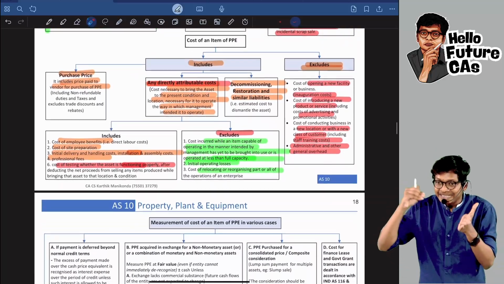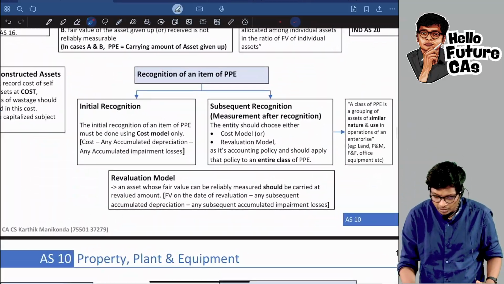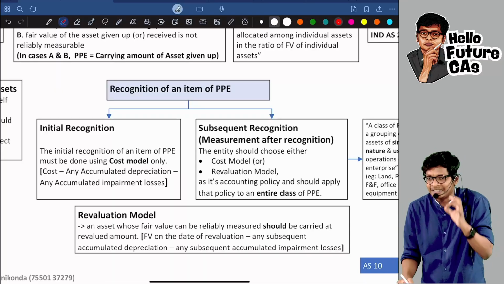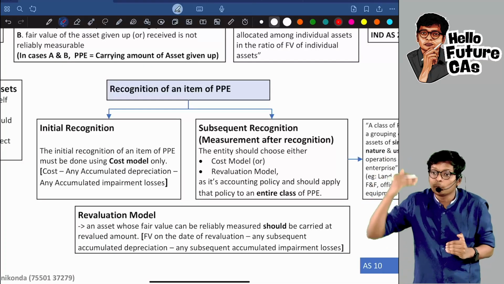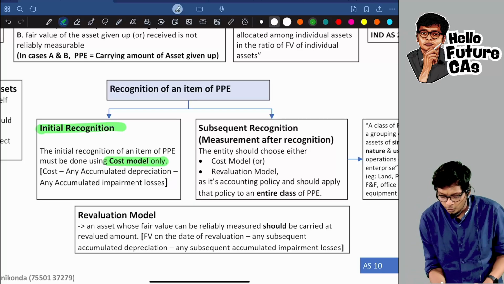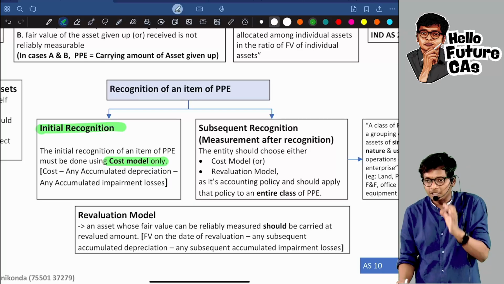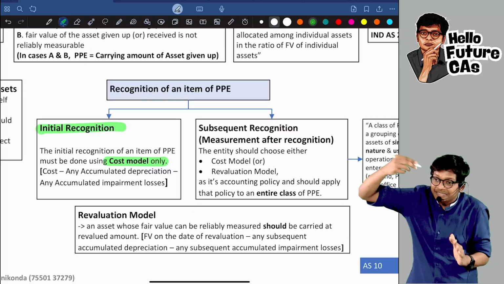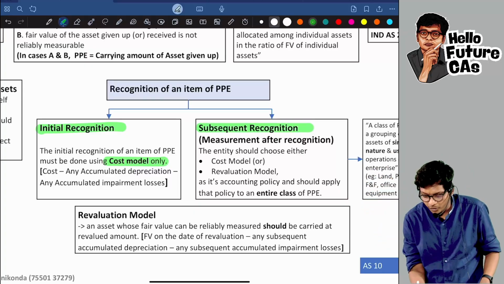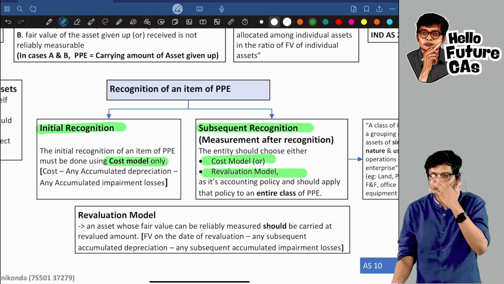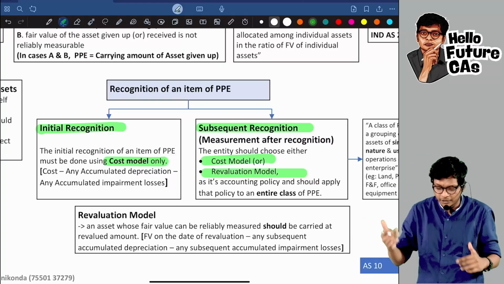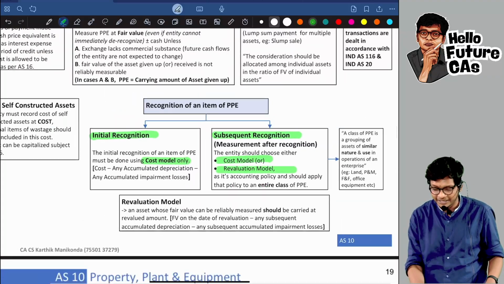This is initial recognition. Come down. Initial recognition of an asset is simple. When I am recognizing an asset in my books for the first time, that time is initial recognition, and I should only follow the cost model. I should recognize only at cost. Subsequently, after initial recognition, in the future, I can follow the cost or revaluation model. Cost means keeping the asset at historical cost, revaluation means doing frequent revaluations. Are you following, guys?